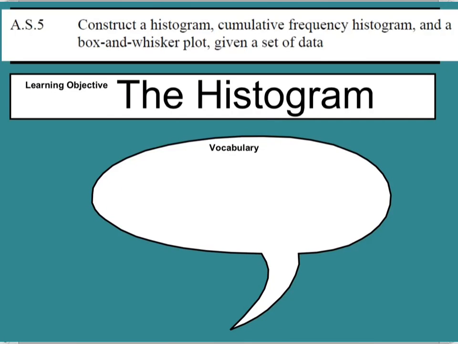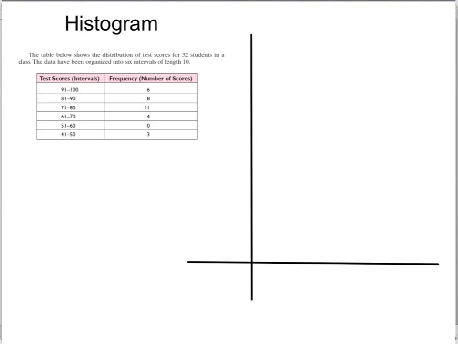Okay, today we're going to go over how to make a histogram. This is part of the Integrated Algebra Statistics Standard: construct a histogram, a cumulative frequency histogram, and a box and whisker plot. So we're actually going to construct a histogram and a cumulative frequency histogram, and this is going to be based on the frequency table that you made yesterday.